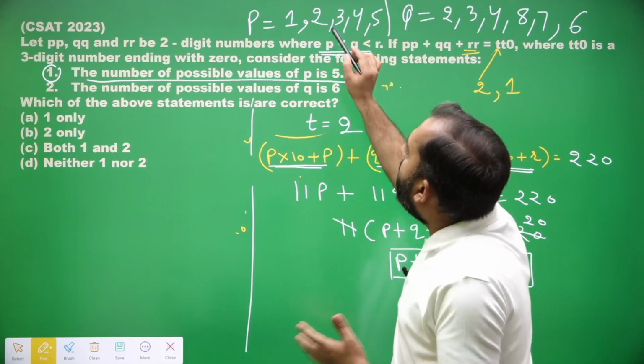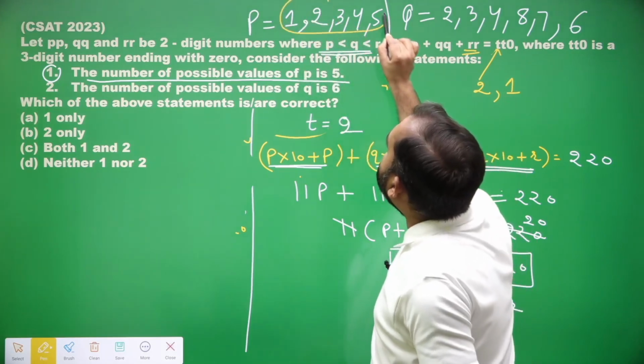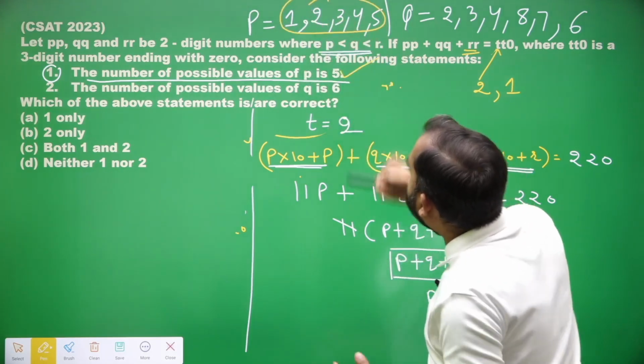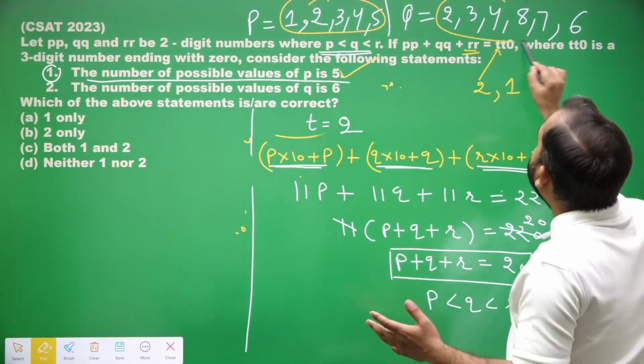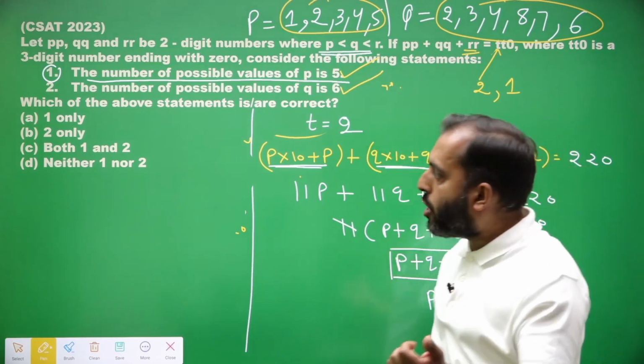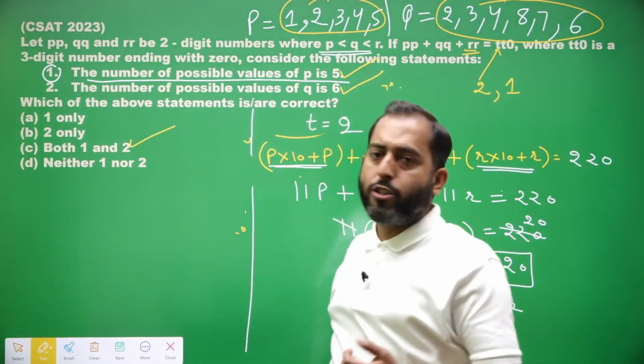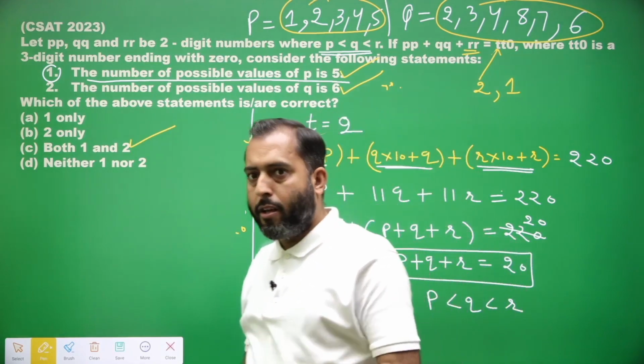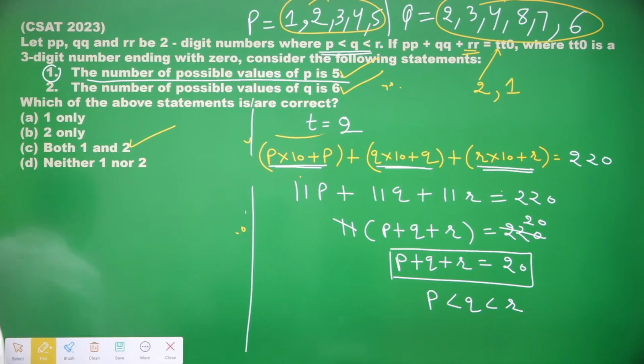So I can see how many values P can take. P can take 5 values. Hence statement 1 is correct. And how many values can Q take? Q can take 6 values. Hence statement 2 is also correct. So the right choice for this question is option C. Please make a note of it.